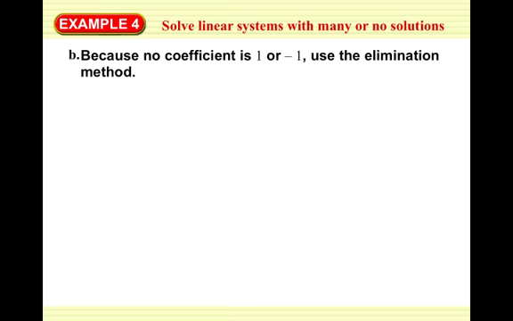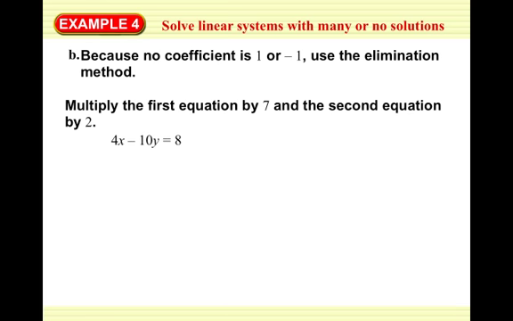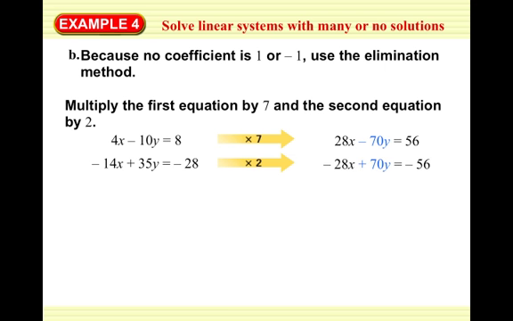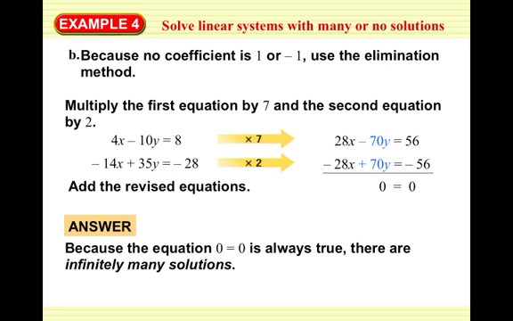All right, for B, because neither coefficient is 1 or negative 1, let's use the elimination method. So we're going to multiply the top equation by 7 and the second equation by 2, as that'll give us opposites in front of our y variable. When I multiply the top equation by 7, I get 28x minus 70y equals 56. I multiply the bottom by 2, and that gives me negative 28x plus 70y equals negative 56. I add everything together, and I get 0 equals 0. Well, that's always true. So because the equation 0 equals 0 is always true, there are infinitely many solutions.